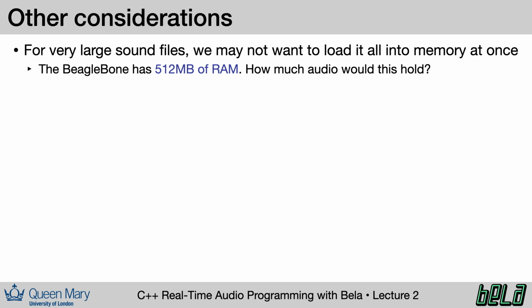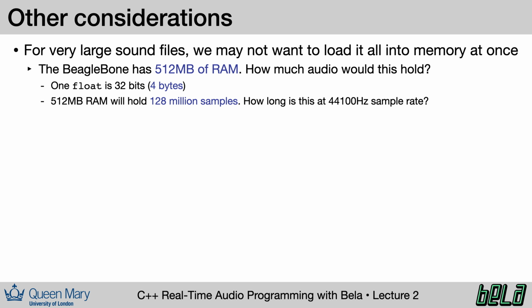One is that this approach won't necessarily work with very large or long sound files, because the BeagleBone only has 512 megabytes of RAM, so it's worth asking how much audio we could actually store in RAM, assuming that we were not using it for anything else. Well, one variable of type float is 4 bytes wide. What that means is that we could conceivably hold 128 million audio samples if we were doing nothing else with the RAM.